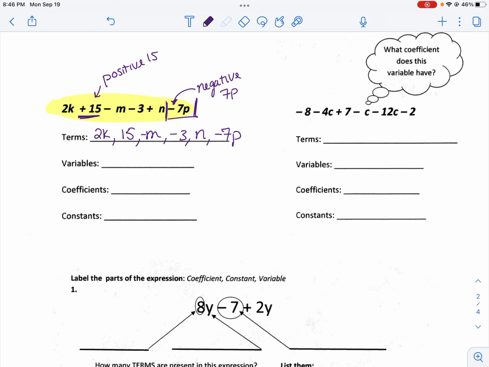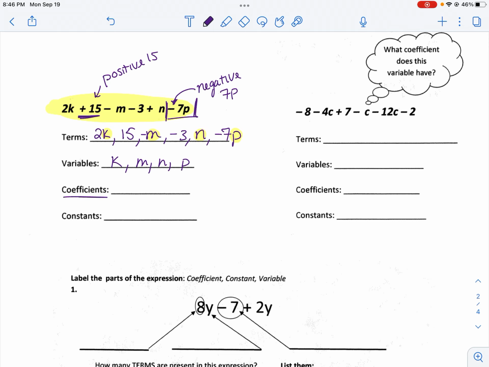The different variables that we can spot there are the next thing we want to pick out. So variables are just the letters. So I see K, M, N, and P. We're just picking out the variables. We're not necessarily looking for any signs or coefficients yet.